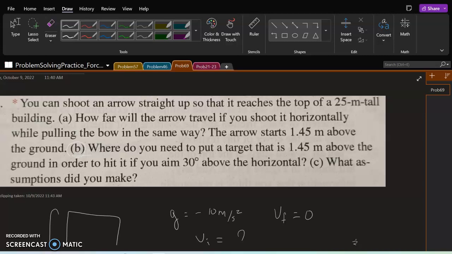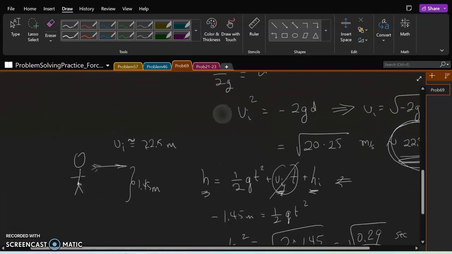Okay, let's try part B. Where do you need to put a target that is 1.45 meters above the ground in order to hit it if you aim 30 degrees above the horizontal? Sounds complicated. Let's see what we can do.